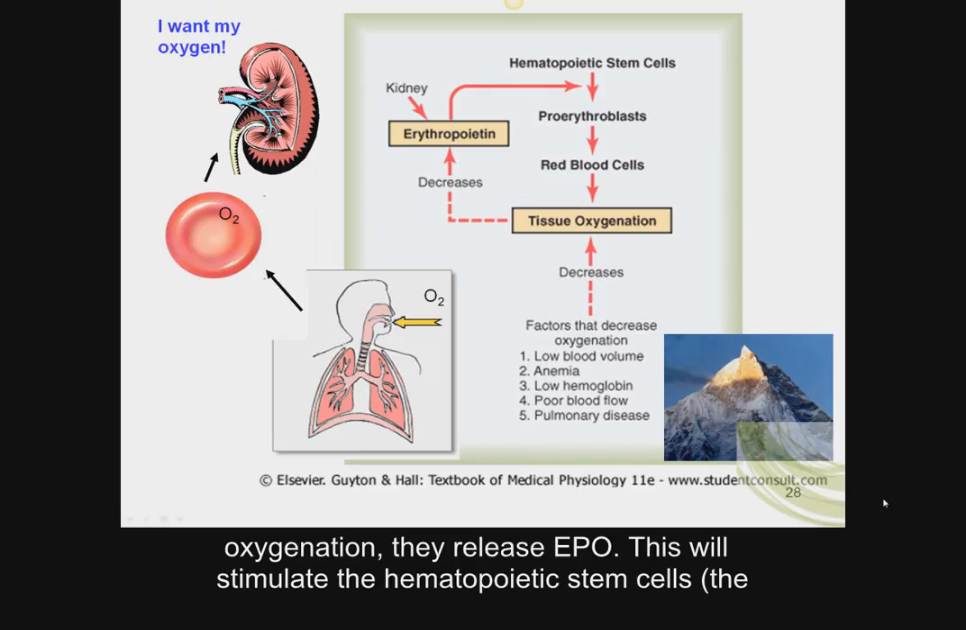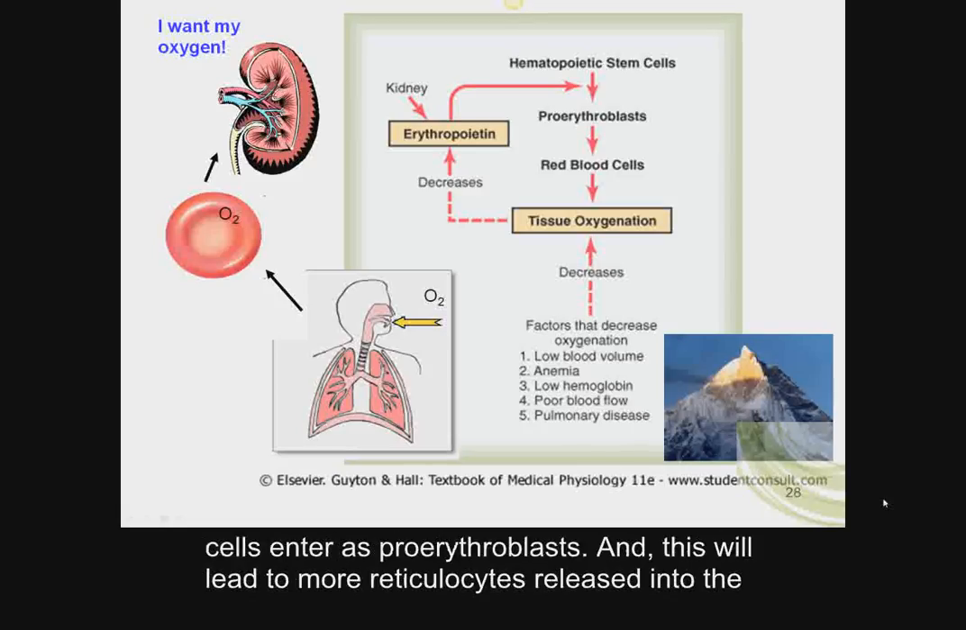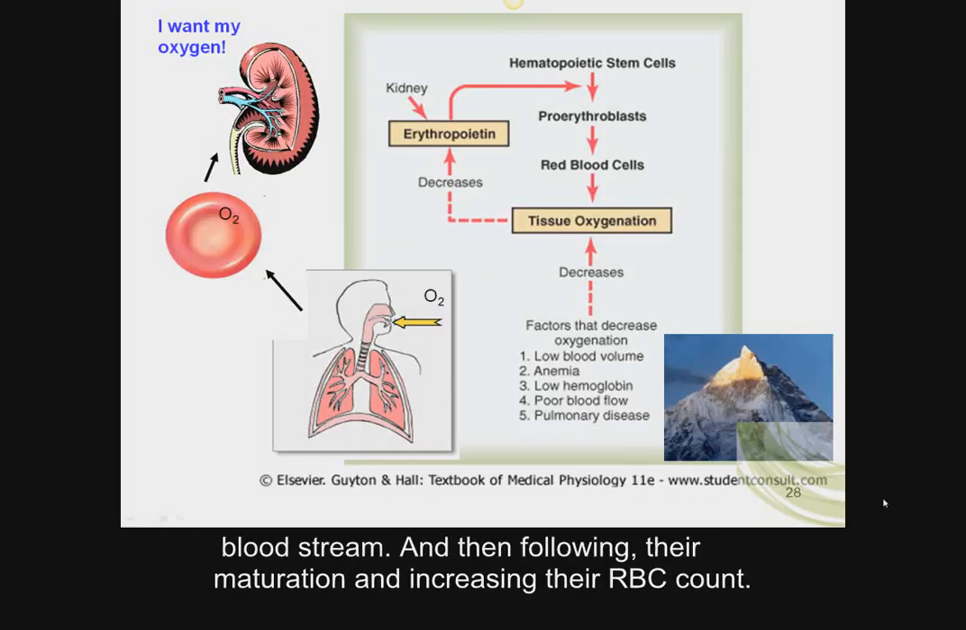This will stimulate the hematopoietic stem cells, the hemocytoblasts, and this will promote more of the daughter cells entering the red blood cell lineage, meaning more cells will enter as pro-erythroblasts. And this will lead to more reticulocytes released into the bloodstream. And then once they mature, this will of course lead to an increased red blood cell count.